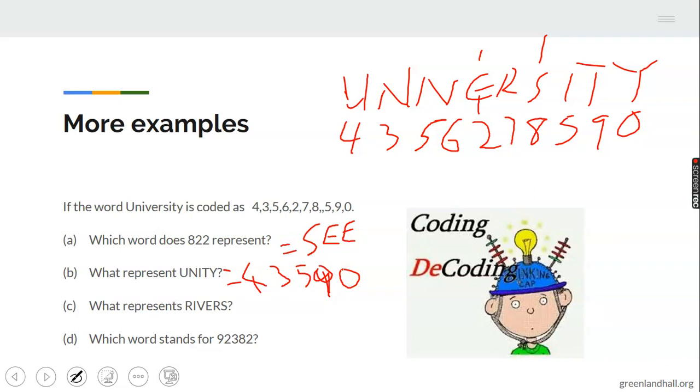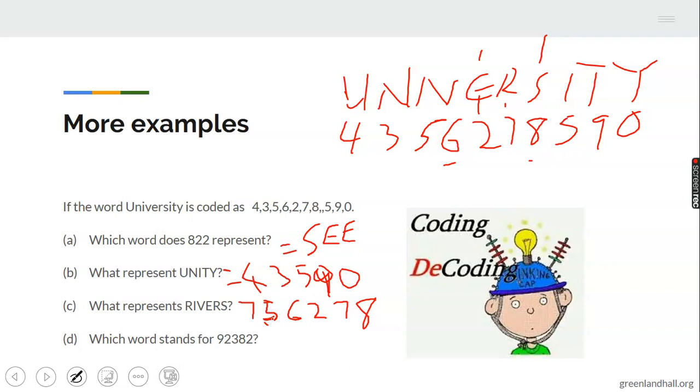Let's go to reverse. R is 7. I is 5. V is 6. E is 2. R again is what? 7. Then S gives us what? 8. So we have 5, 7, 5, 6, 2, 7, 8 for reverse. Good. Now let's go to the last question here.